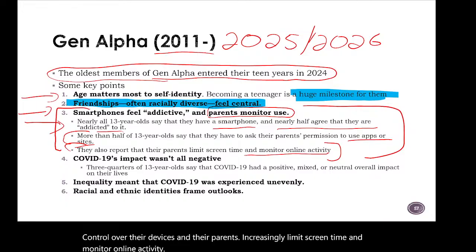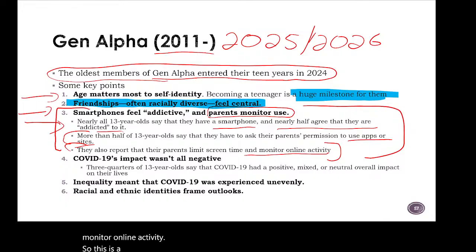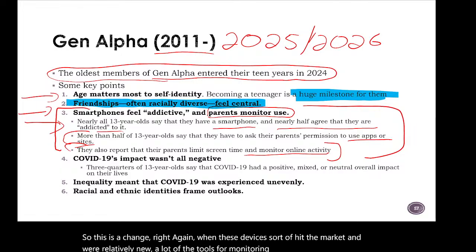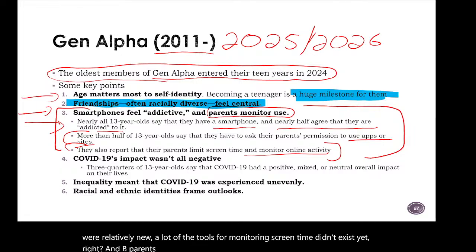So this is a change. Again, when these devices hit the market and were relatively new, A, a lot of the tools for monitoring screen time didn't exist yet, and B, parents, again, I'll stress this, culture is slow.